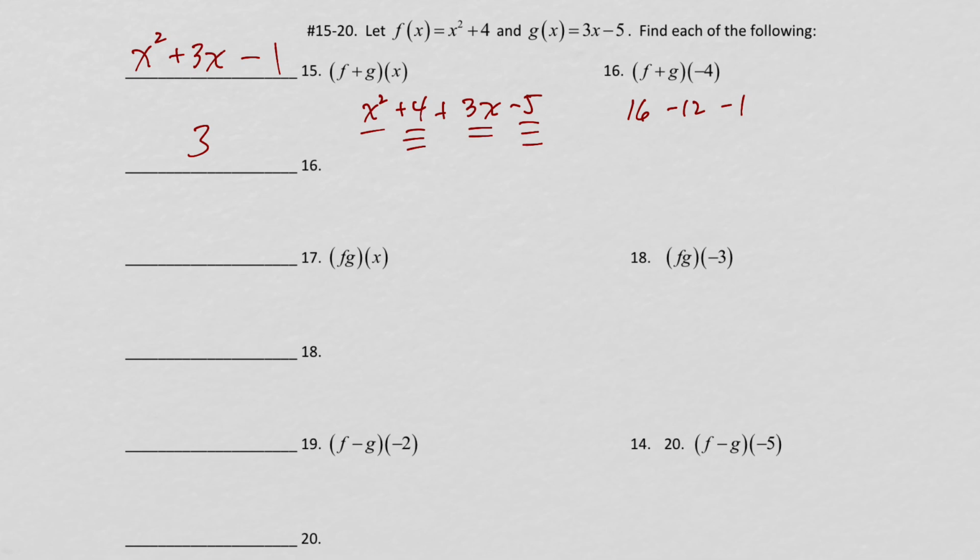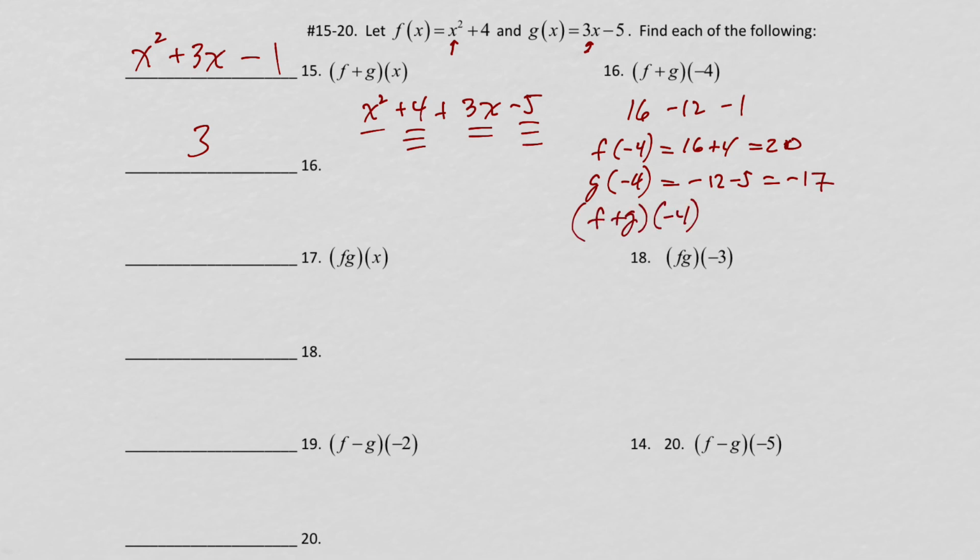I also could have done f of negative 4, which is 16 plus 4, or 20. Then I could have done g of negative 4, which is, putting it in there, we get negative 12 minus 5, which is negative 17. And then f plus g at negative 4 is adding these two things together, 20 plus negative 17, which would also give you 3. Since we had already done this work, I decided to do it that way.